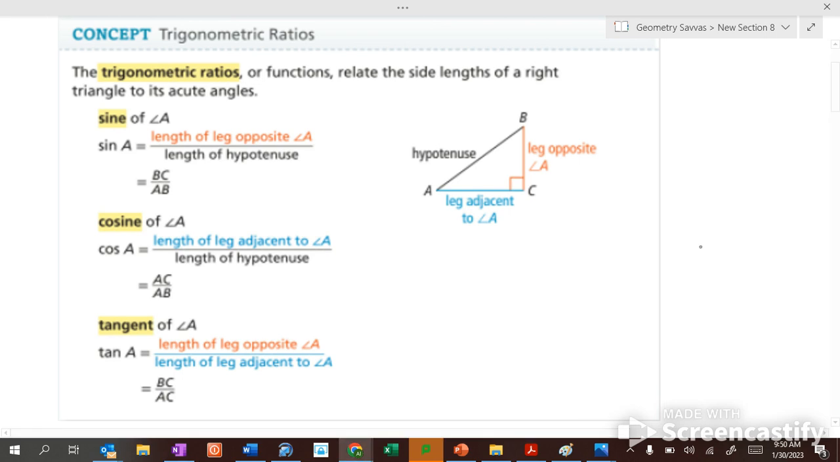So when you're working with right triangles, you need to find the hypotenuse first. And then whatever angle you're working with, you figure out which one's the opposite side and which one's the adjacent side. Because the adjacent side is never the hypotenuse.